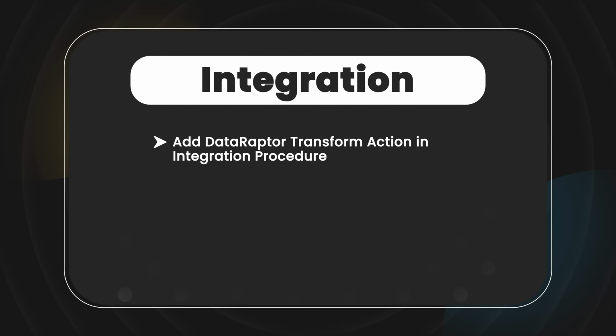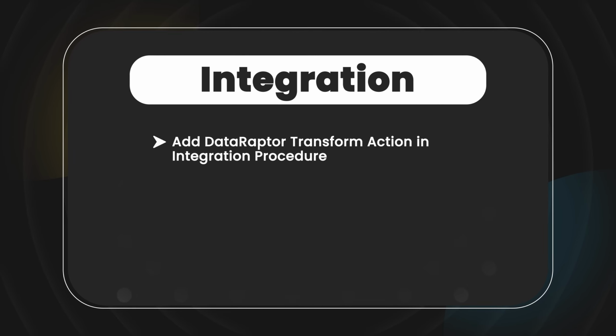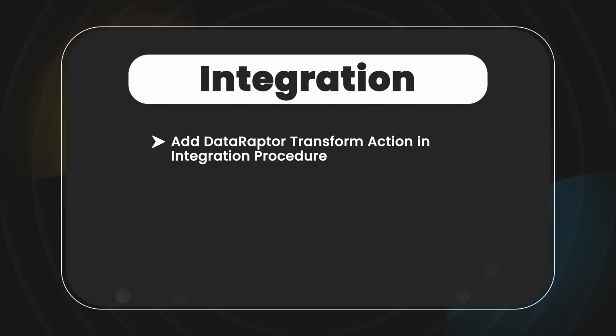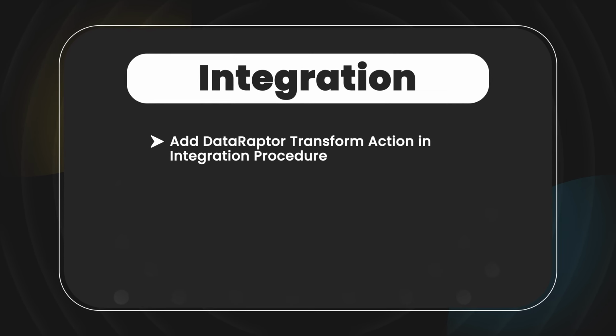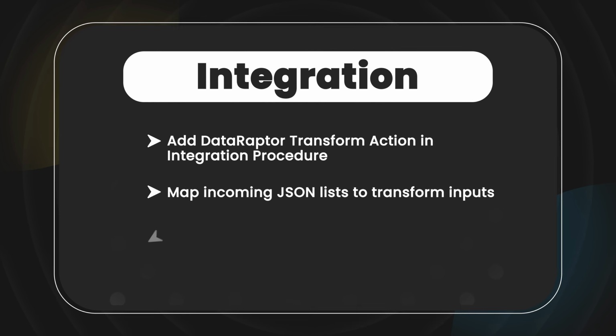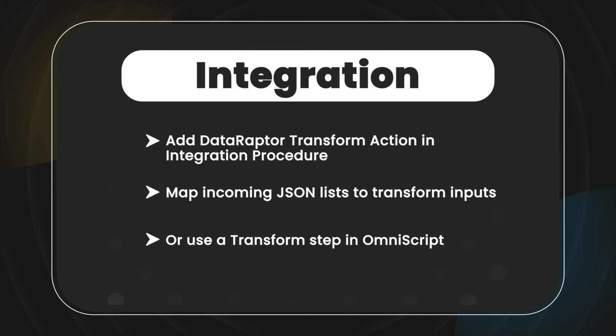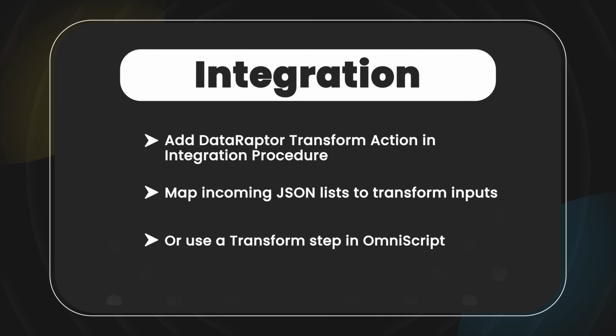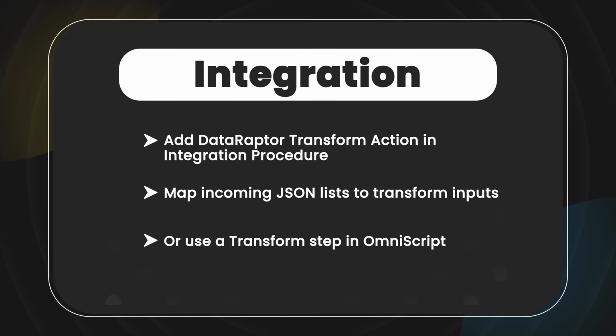To use this in your automation, add a DataRaptor Transform action inside your Integration Procedure and point it to DRT merge accounts, which we have just created, and also map your incoming JSON list to the transform inputs. In an OmniScript, you would use a transform element the same way, and just like that, your merge runs at runtime without requiring any Apex code.